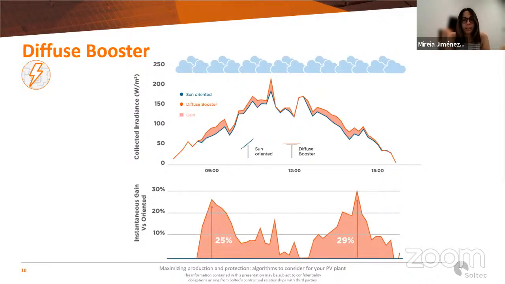Tracking with active diffuse booster increases captured irradiance, improving full day power generation by 12.4%, offering even instantaneous improvement peaks of 29%. The implementation of the TeamTrack, including basic TeamTrack and the diffuse booster algorithms, may raise the yearly energy yield up to 6.3% in Mediterranean regions. Again, this depends on the latitude, and also on the regularity of the terrain. It needs to be analyzed in each project.